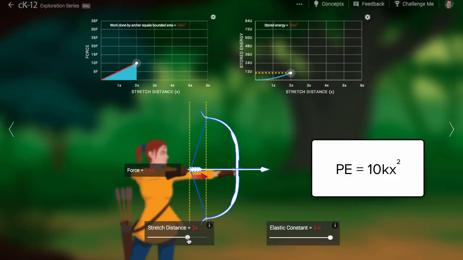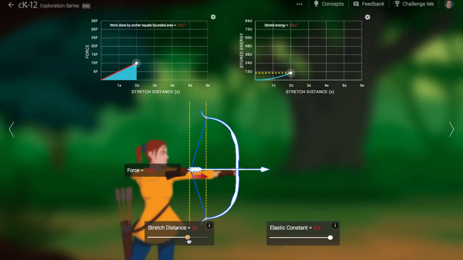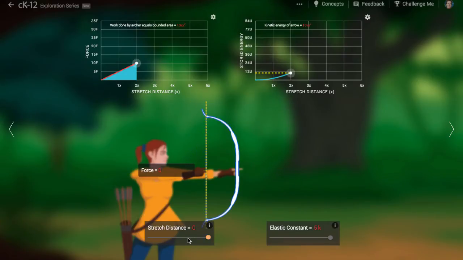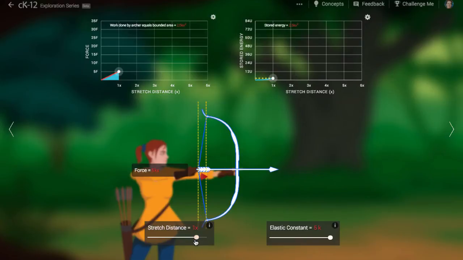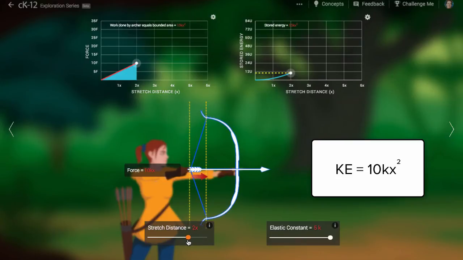in the bow. One way of thinking about this is that there was potential energy stored in the archer's cells in her body. She did work applying a force to the bow over some distance. Now, that energy is stored in the stretch of the bow. When the archer lets loose the arrow, it flies away with a kinetic energy equal to the potential energy stored in the bow. In this case, that is still 10kx squared.